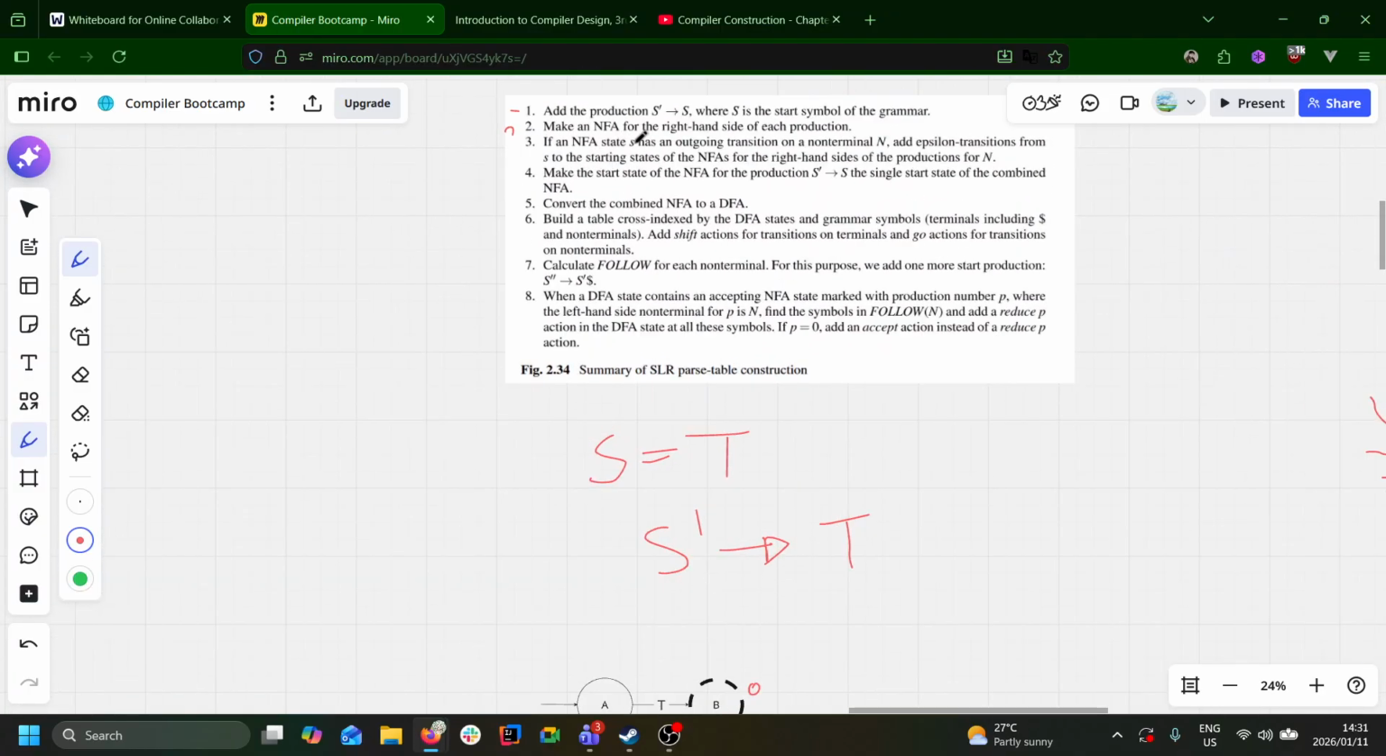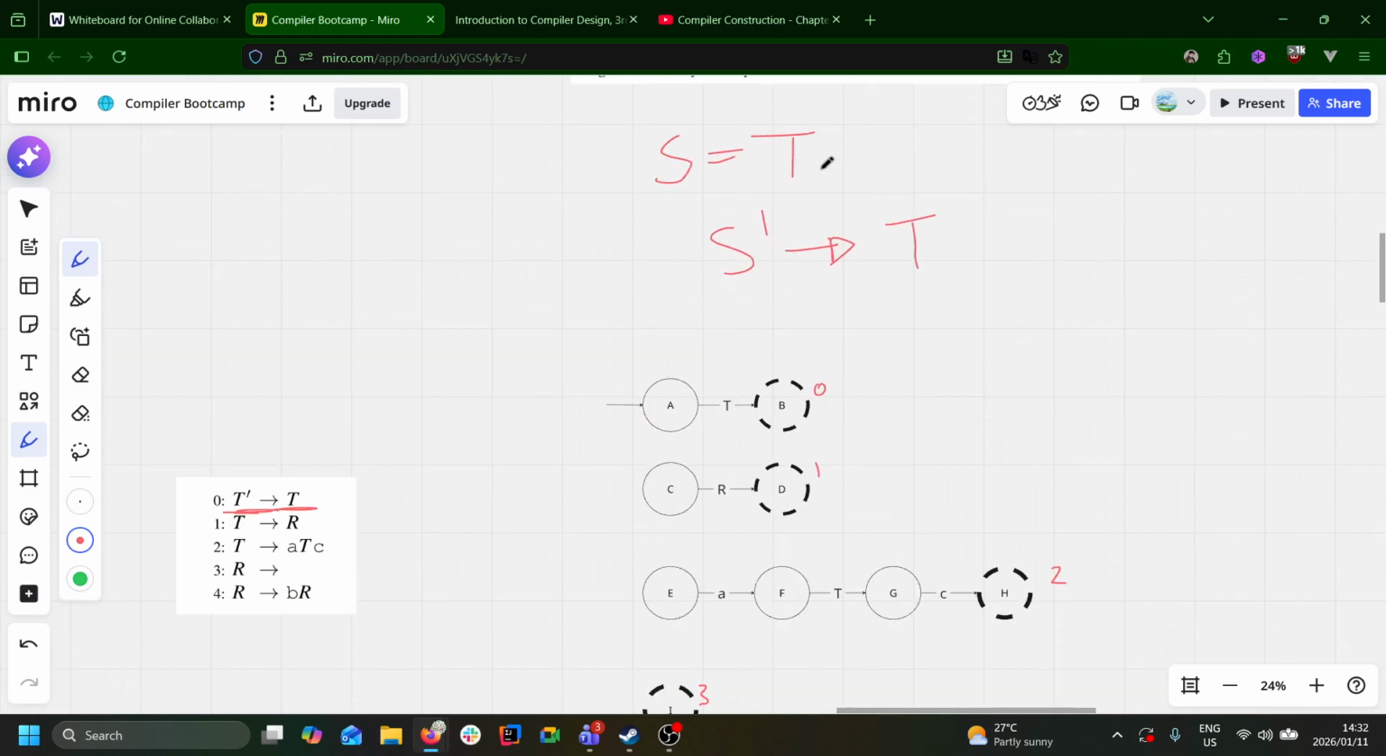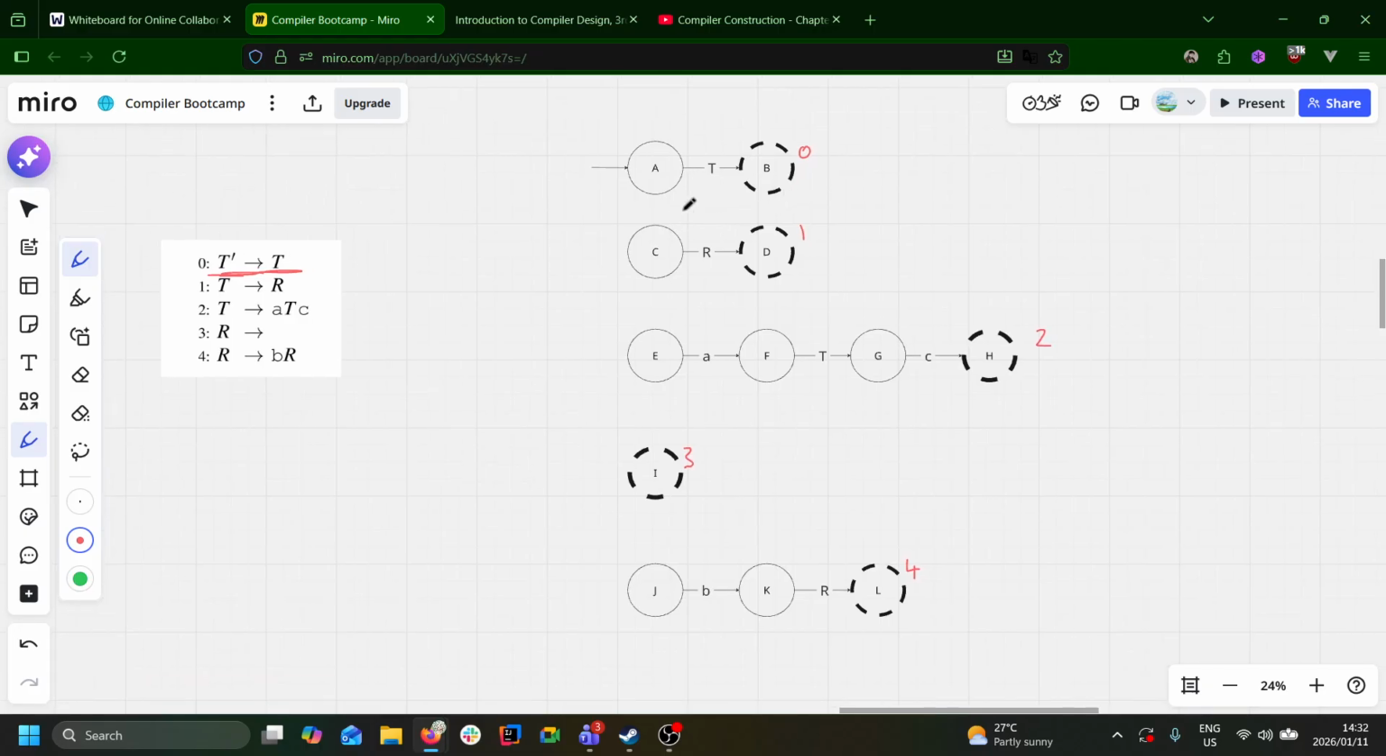Next step is if a state S has an outgoing transition on a non-terminal N, add an epsilon transition from S to the starting state of the NFAs for the right-hand side of the production for N. So what that instruction is saying is that for every transition that has a non-terminal as its transition value, what we're going to do is add another epsilon transition to the NFA segments of that production row of that non-terminal.